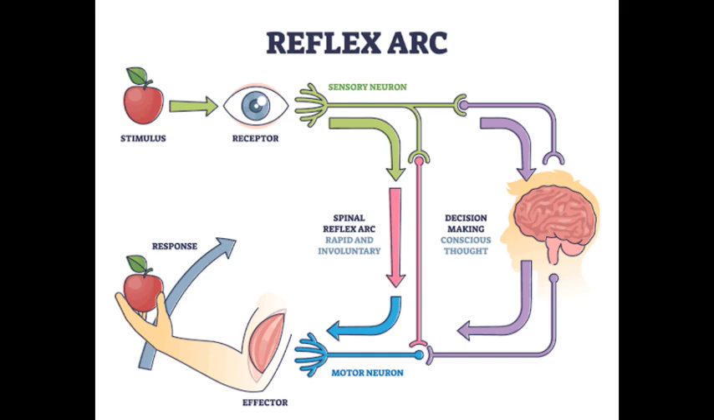Next, we have emotions and the autonomic nervous system. Stimuli that evoke strong feelings such as rage, fear, and pleasure can modify the activities of the autonomic nervous system.